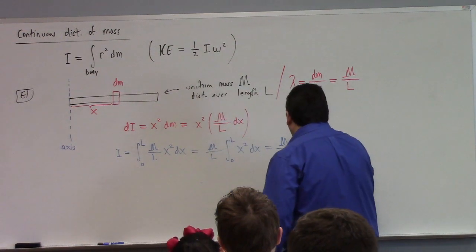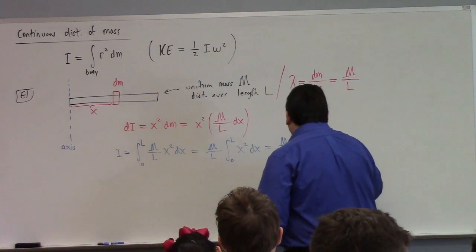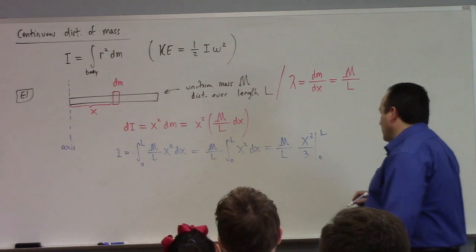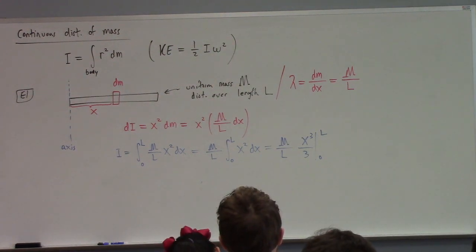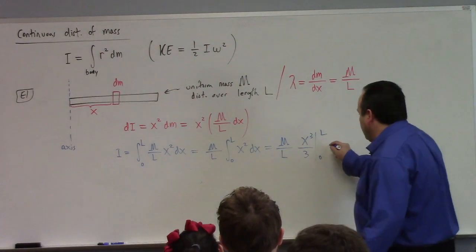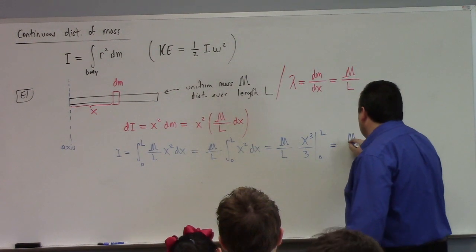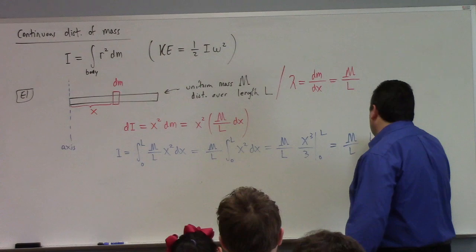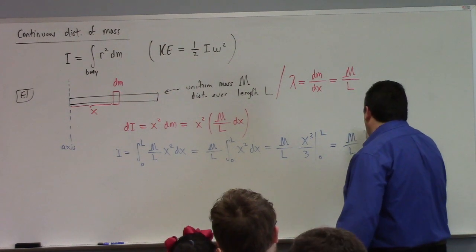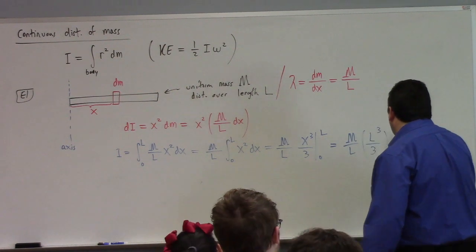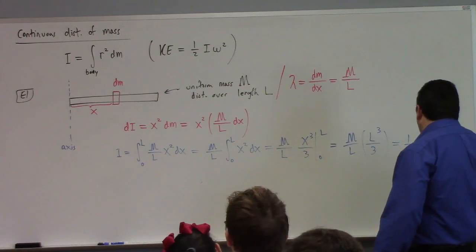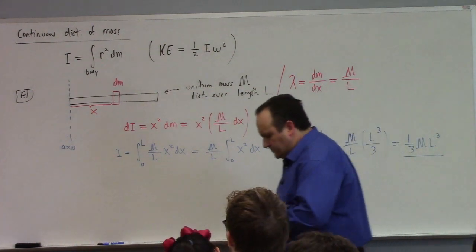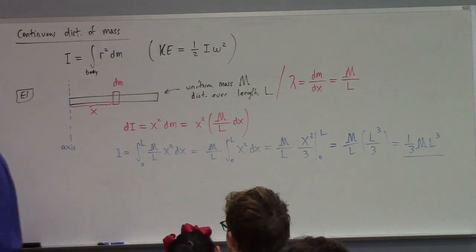Thank you. x cubed over 3, evaluated from 0 to L. So then we get M over L, and I believe L cubed over 3. So the answer is 1/3 M L squared. So there you go. That is the moment of inertia of a rod.